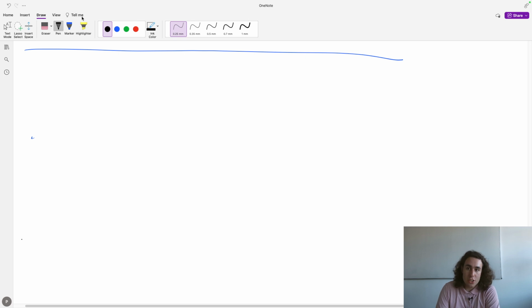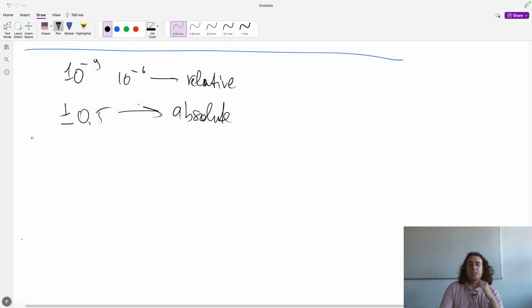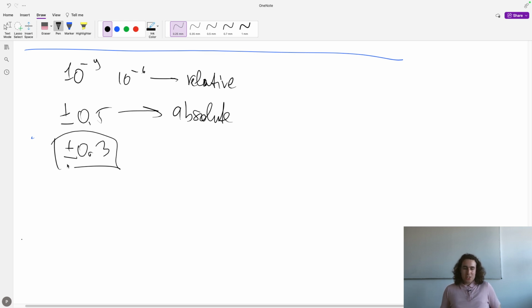Normally the precision that we want is like 10 to the minus 9 or 10 to the minus 6 relative precision. But here we care about absolute precision, plus minus 0.5. If we calculate our answer with error less than 0.5, we should be okay. So let's say that 0.3 is the safe choice, right? Here the answer differs from the actual answer by 0.3. That's not a big deal.